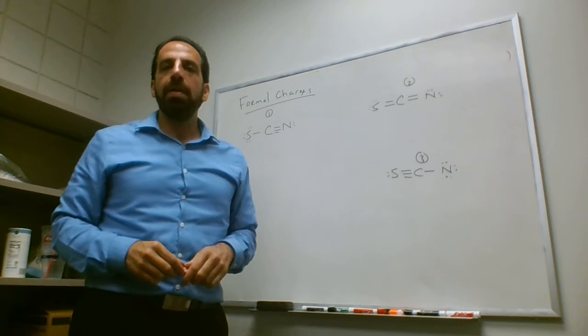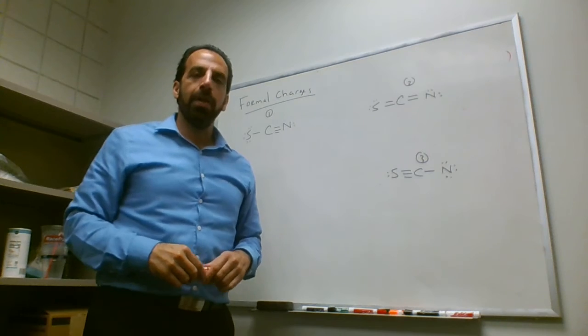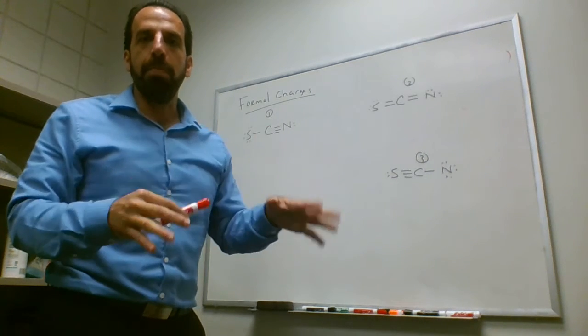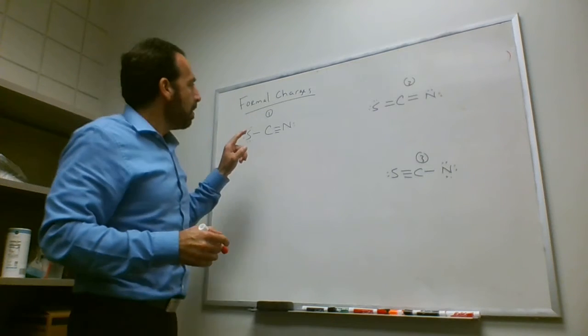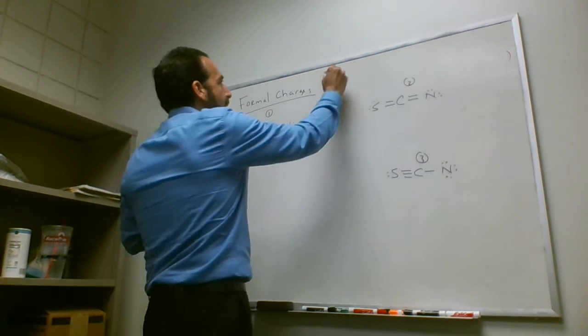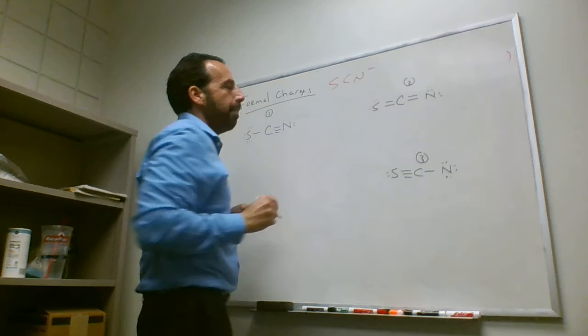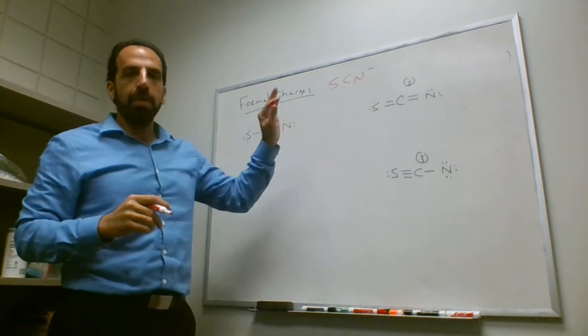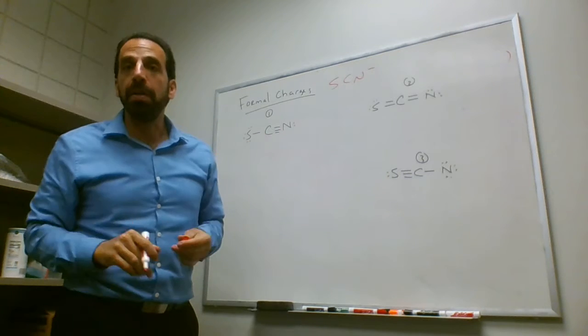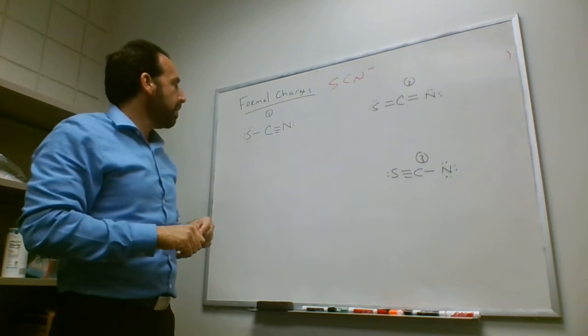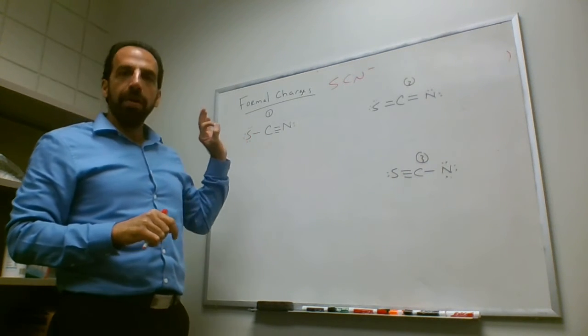So let's take a look at formal charges. Formal charges are going to tell you basically which Lewis structure is going to predominate. So let's take a look at this one. This is actually the thiocyanate ion, SCN negative. I've drawn three possible Lewis structures for it, and I want to say which one is going to be the best one, in a manner of speaking. To do this, we're going to get formal charges.